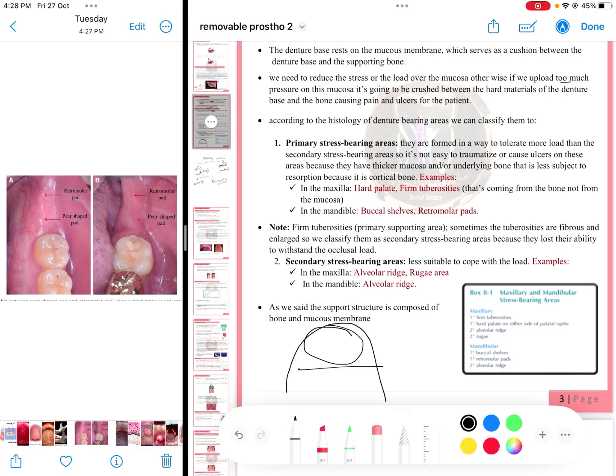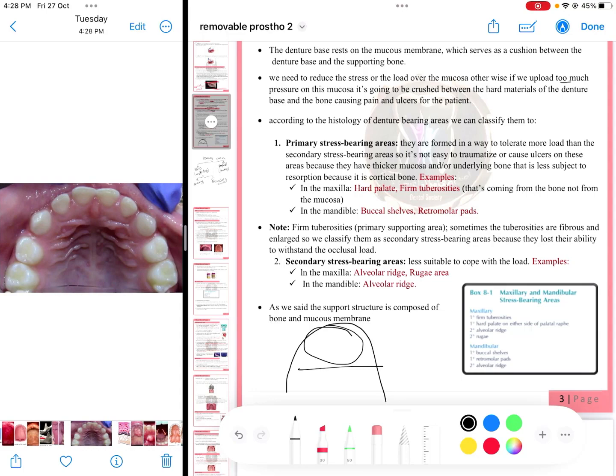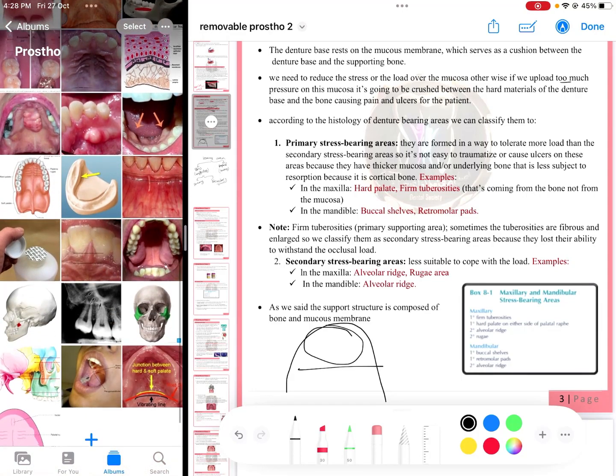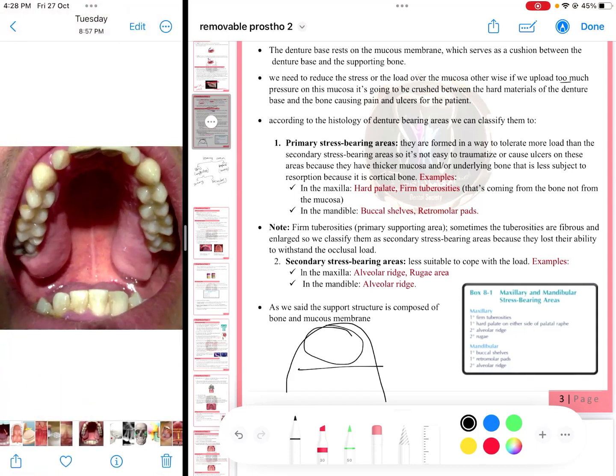Sometimes the tuberosity is fibrous. Look at this picture. Sometimes like this the tuberosity is fibrous, meaning it is made of fiber. Okay, so if they are fibrous they will be soft, they won't be firm. If they are soft and enlarged, we classify them as secondary. They won't be primary, they will become secondary because they lost the ability to withstand the load. Okay, so they have to be firm.